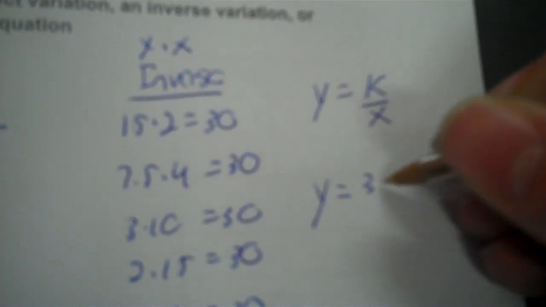This is how you set up with inverse. It's y equals k over x. We have the k value at 30, so y is going to equal 30 divided by x. Now look at this table. If I substitute 2 in for x, what's 30 divided by 2? 15. If I substitute 4 in, 30 divided by 4 is 7.5. If I substitute 10 in, 30 divided by 10 is 3. The input matches the output. 30 divided by 15 is 2.